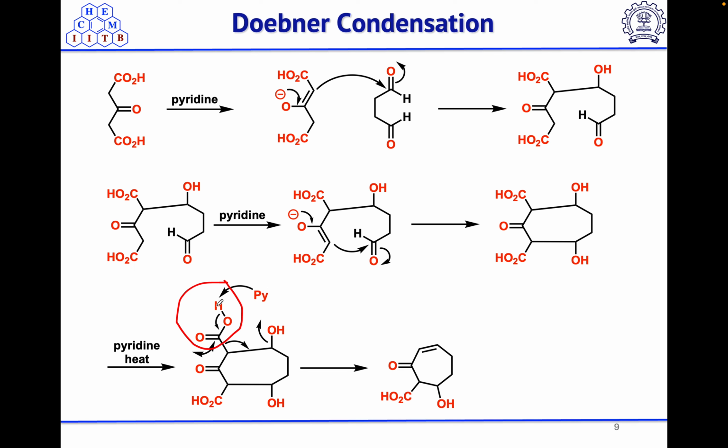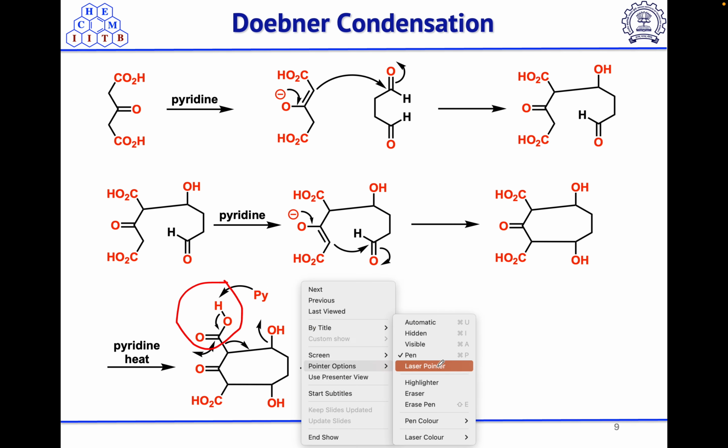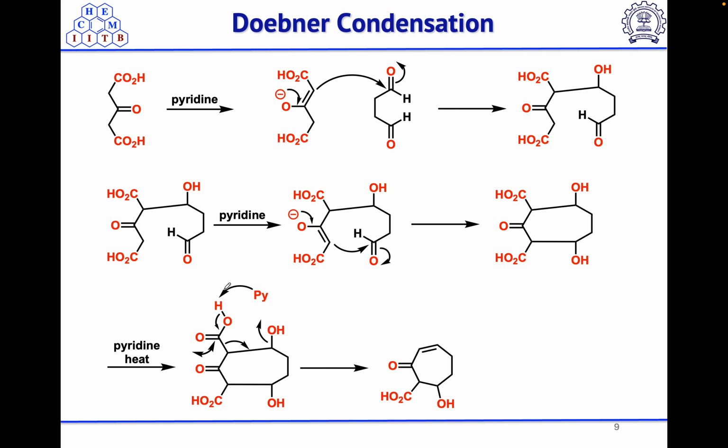This pyridine will abstract the proton. Then this OH bond electron will fall here, and this bond will break, and we will end up with this elimination product. In a similar way, in the next step also you will get the same elimination product.